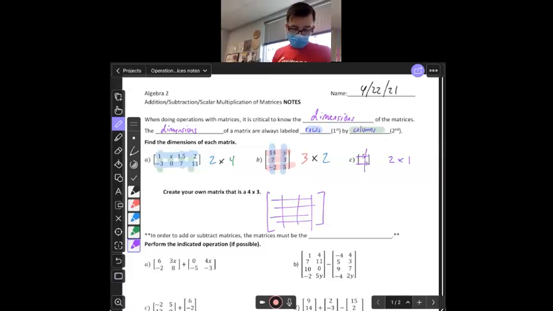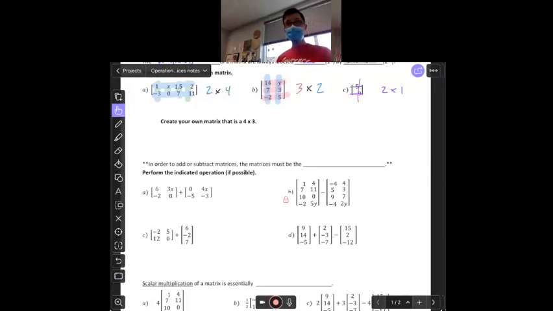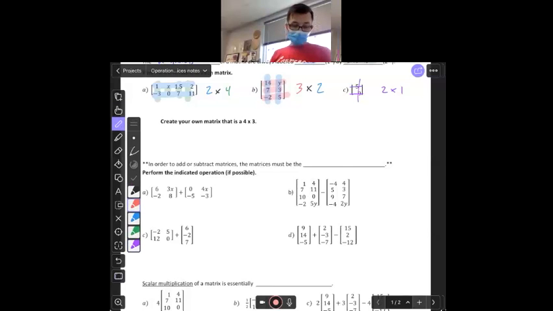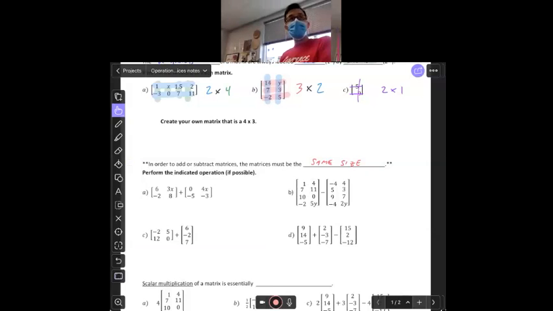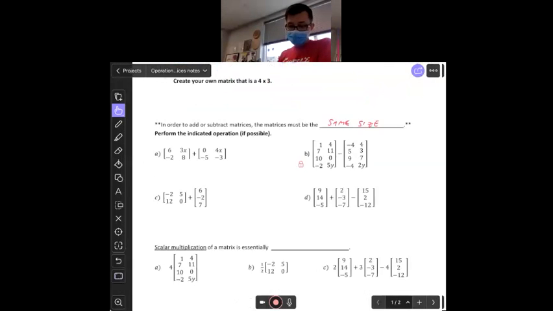Okay. So in order to add or subtract matrices, they must be the same size. Okay. So we have to know what the size is if we're going to know that they're the same size. We have to be able to identify the dimensions of a matrix in order to know if we can add it to another matrix. So if we want to add them, they have to be the same size.